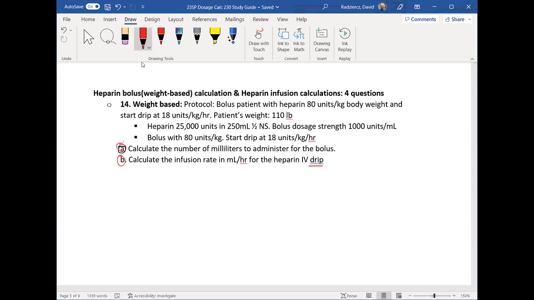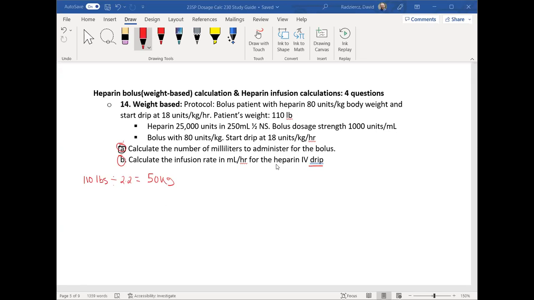So the first thing I'm going to do is take the patient's weight and divide by 2.2. You can write that however you want. And I think I'm going to get 50 kilograms. Just one second, I just want to double check something here on my screen. All right, so 50 kilograms. So now I have the patient's weight in kilograms.